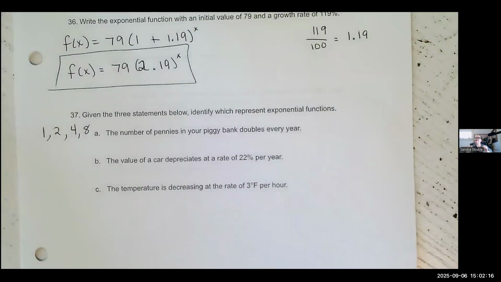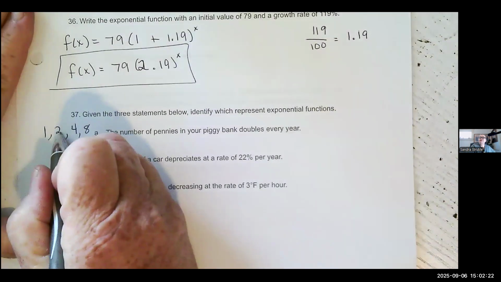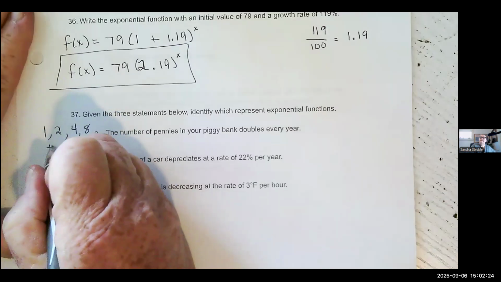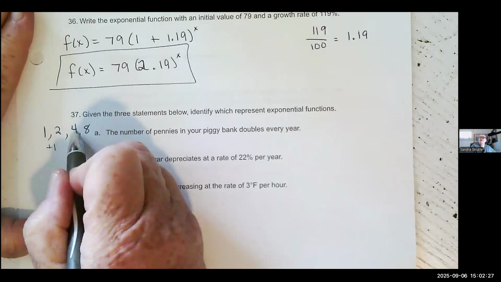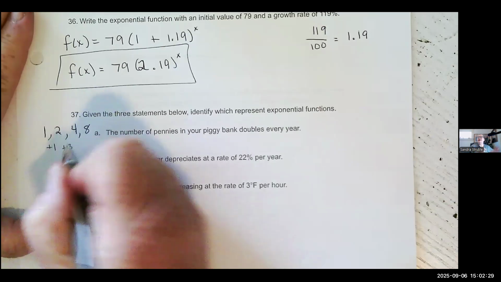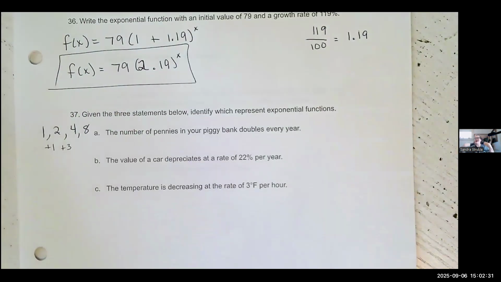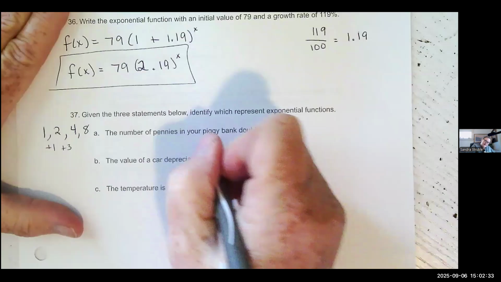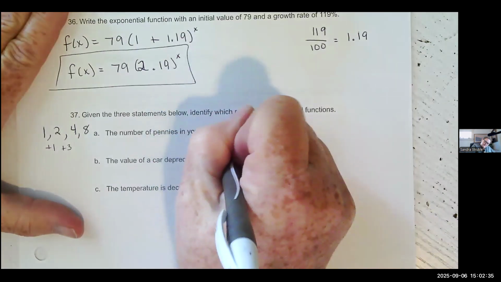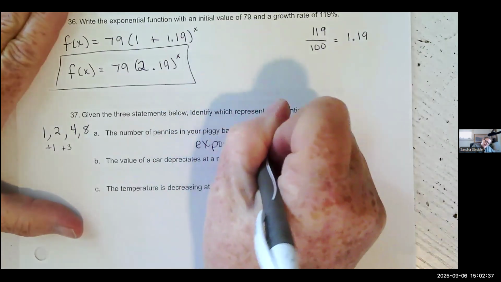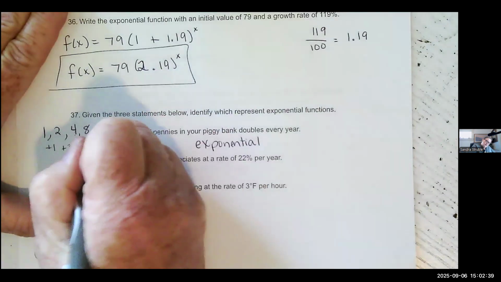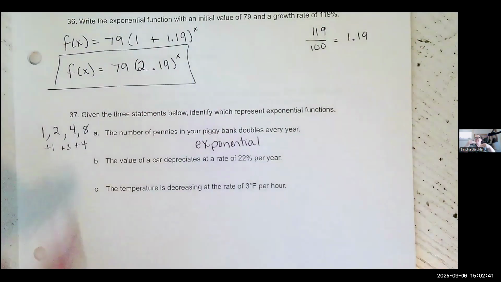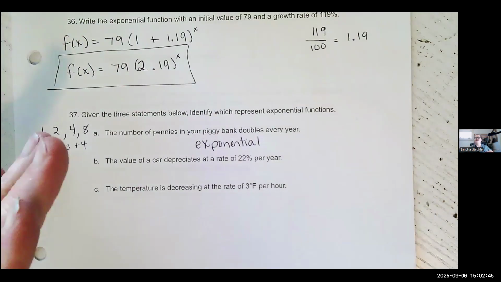If this was a linear function, it would be going up by the same exact number every time. To go from 1 to 2, it added 1. To go from 2 to 4, it added 3. Well, right there just shows it's not a linear function, so it has to be exponential. So this is an exponential function. And to get from 4 to 8, you're adding 4. So notice it keeps getting bigger by a larger amount. That's totally an exponential function, okay?